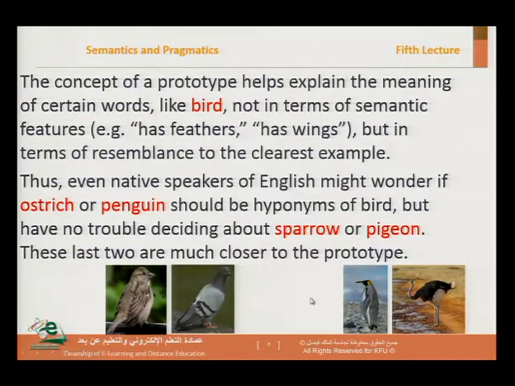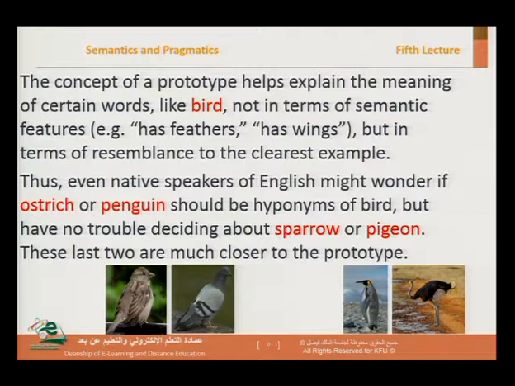The concept of a prototype, now we said the prototype is basically the best example that comes to your mind. So the concept of a prototype helps explain the meaning of certain words, like for example bird, not in terms of semantic features. We're not thinking here like our definitions that, oh, something that has feathers or has wings, but in terms of resemblance to the clearest example. So, the clearest example in our minds, okay, or based on this study on people's minds, of a bird is a robin. Next comes whatever closer in shape to the robin, okay?